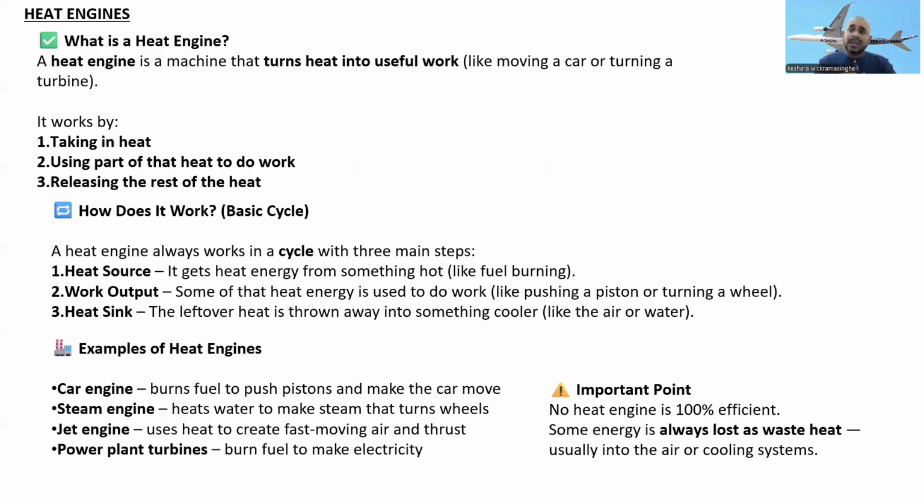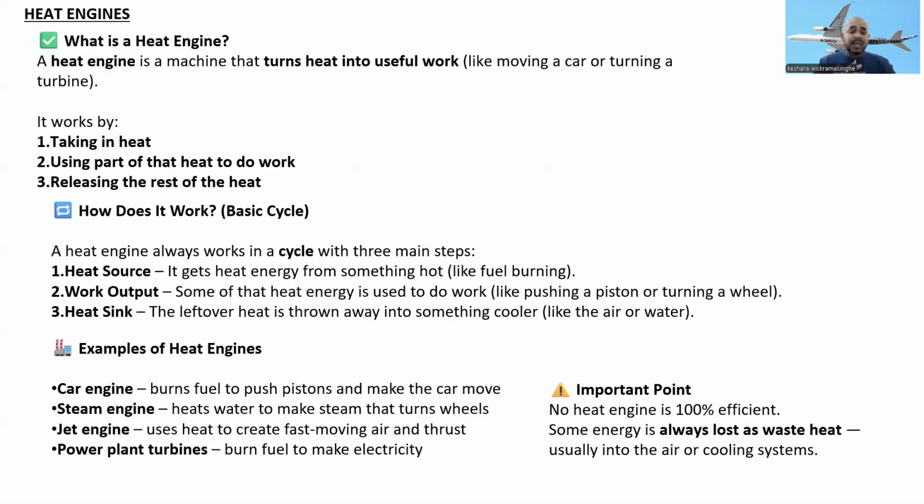So how does it work? Let's talk about the basic cycle. A heat engine always works in a cycle with three main steps: first the heat source, second the work output, and third the heat sink. The heat source gets heat energy from something hot, like fuel burning. In the work output, some of that heat energy is used to do work, like pushing a piston or turning a wheel. And the heat sink is where the leftover heat is thrown away into something cooler, like the air or water. Examples of heat engines include the car engine, steam engine, jet engine, and power plant turbines.